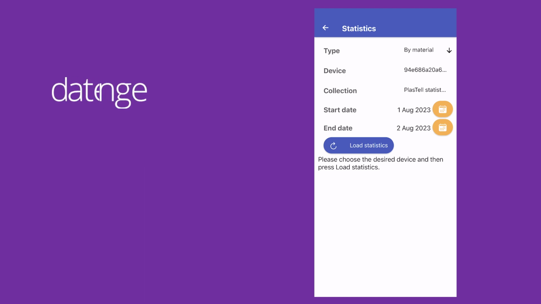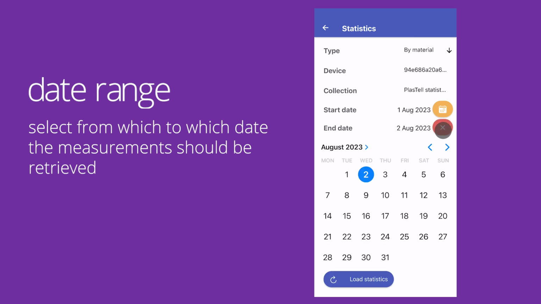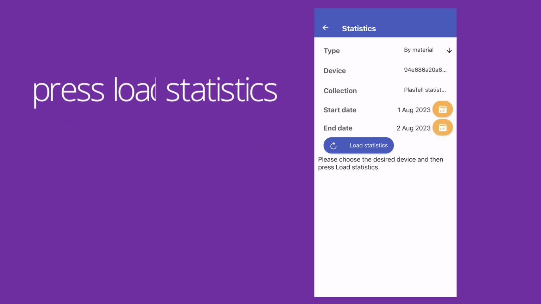Date range. Select from a range of 2 dates the measurements should be retrieved. Press Load Statistics.